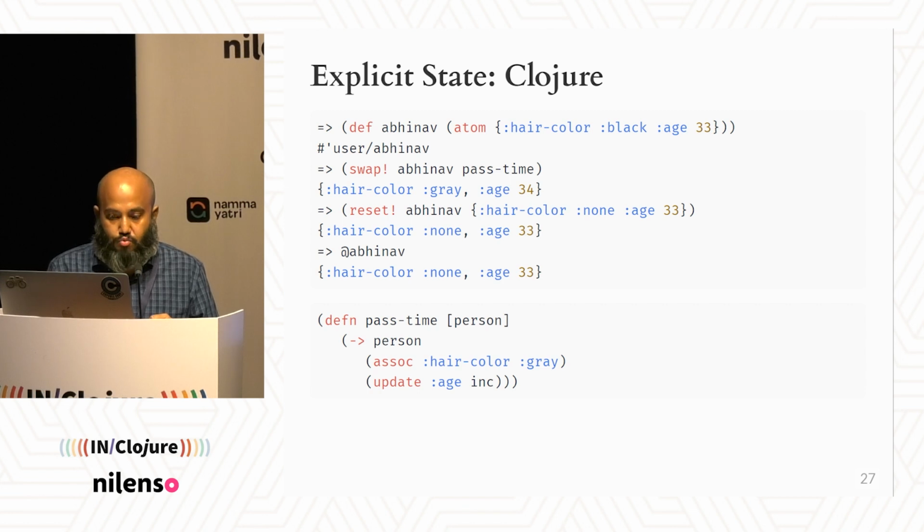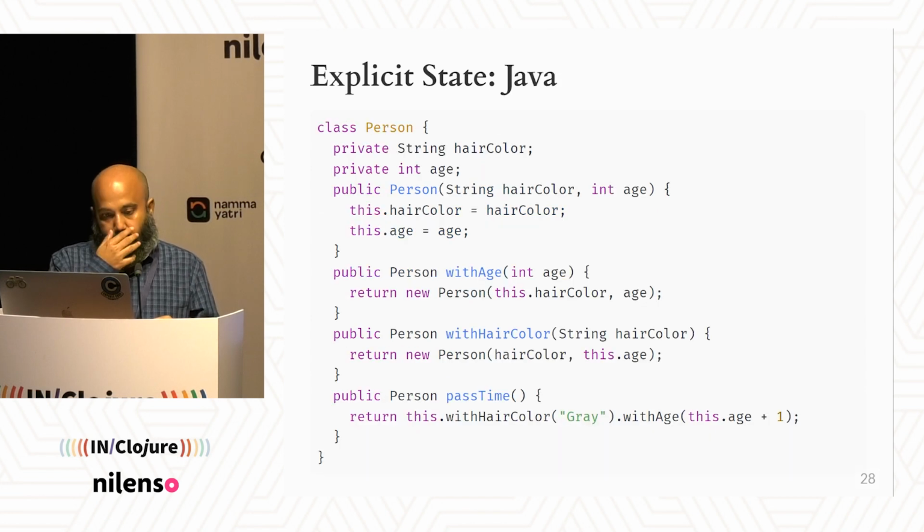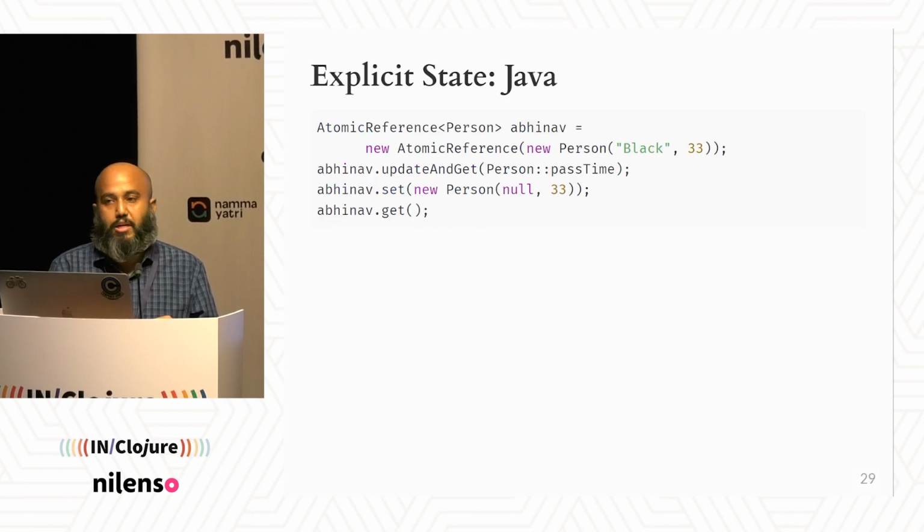This function is called in the swap over here. Okay, so you can call a function and change the value inside more than one value at one time, right? You can do this in Java as well. So this is an immutable object, and then you put it inside an atomic reference, which is very similar to atom. Quite possibly atoms are implemented using atomic references, I'm not sure. But similar operations here. You have update and get, where you can pass a function. You have set, you have get, and stuff, right?